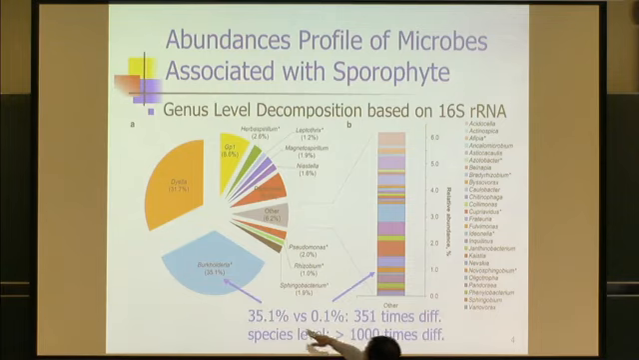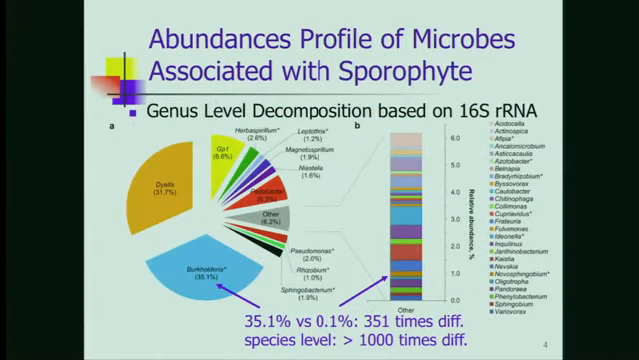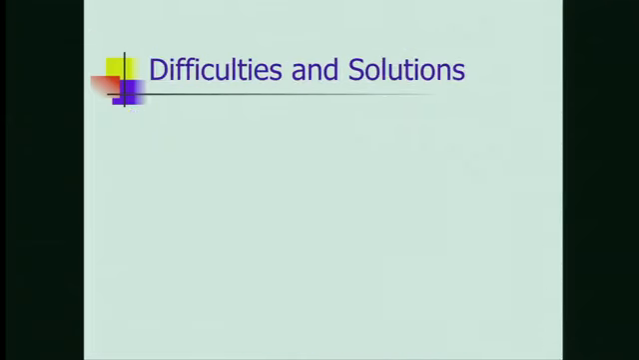So, for example, this microbe had 35.1%, and this bar is an expansion of this 6.2% of this small group. So this microbe can be only 0.1%. So you can see the abundancy difference can be over 300 times. And if you look at the species level, it can be even larger. This is the kind of abundance profile of the samples we are going to deal with.